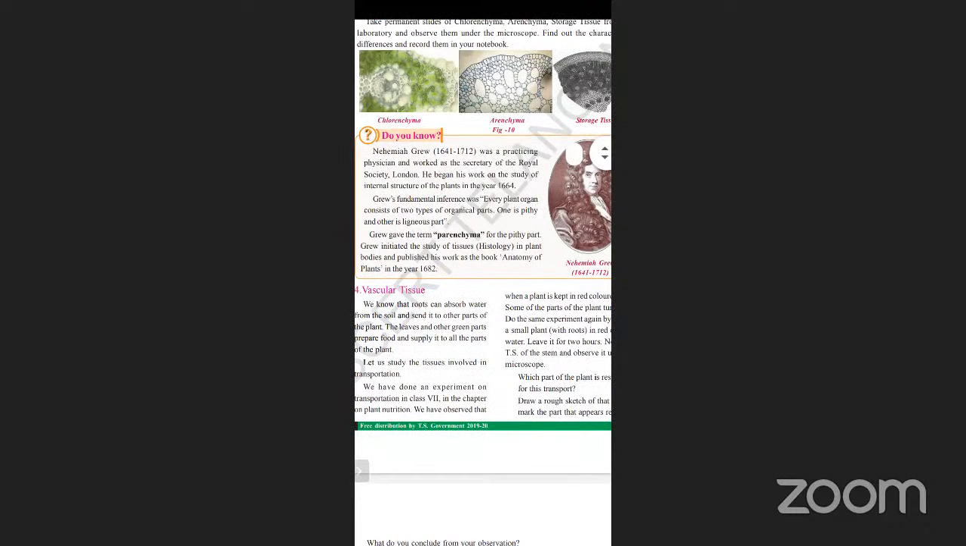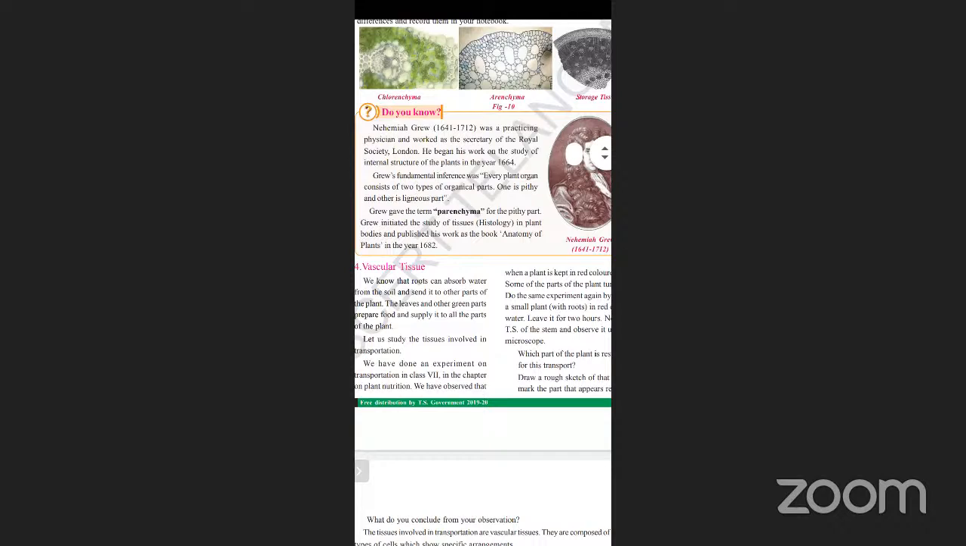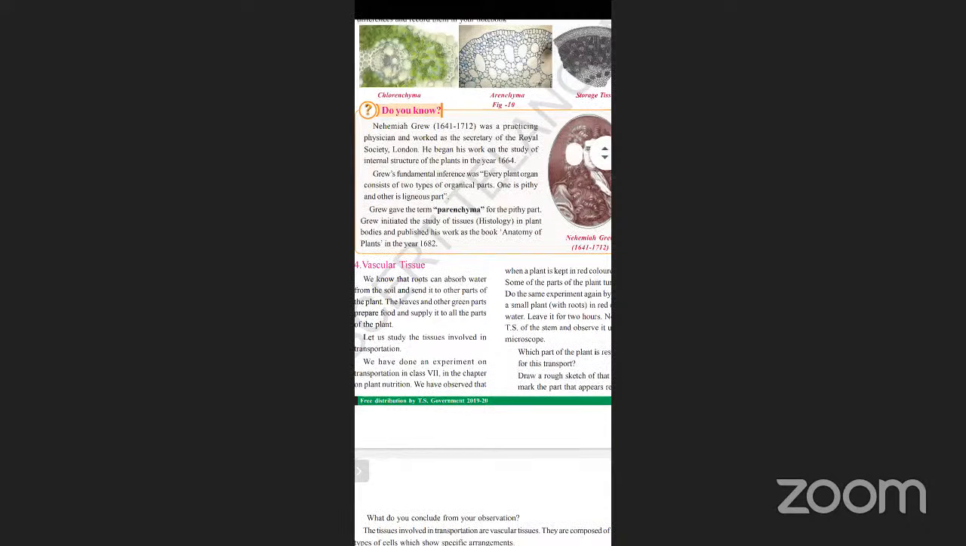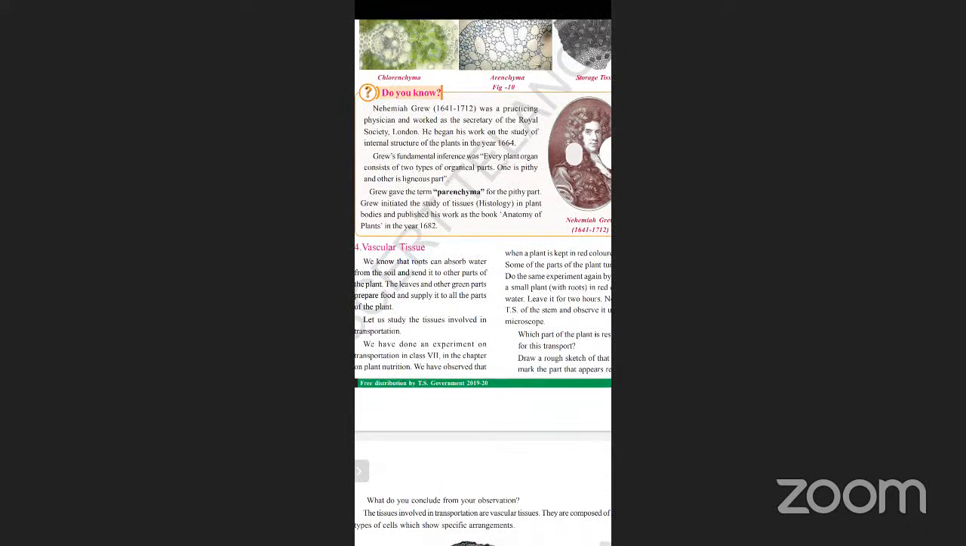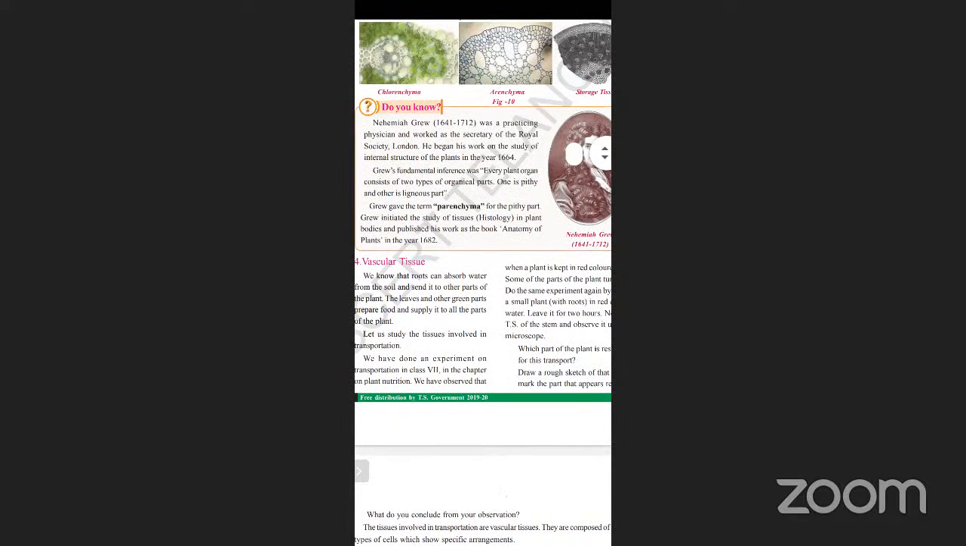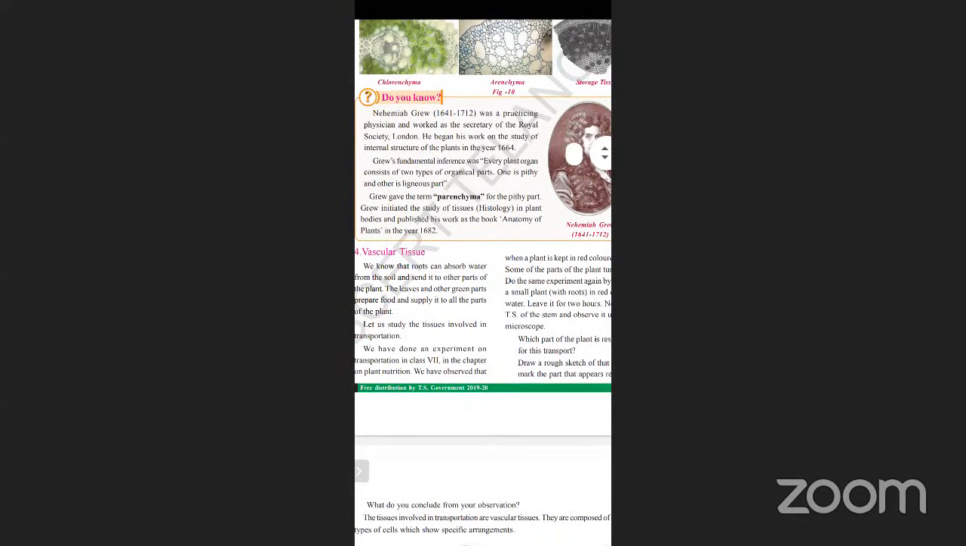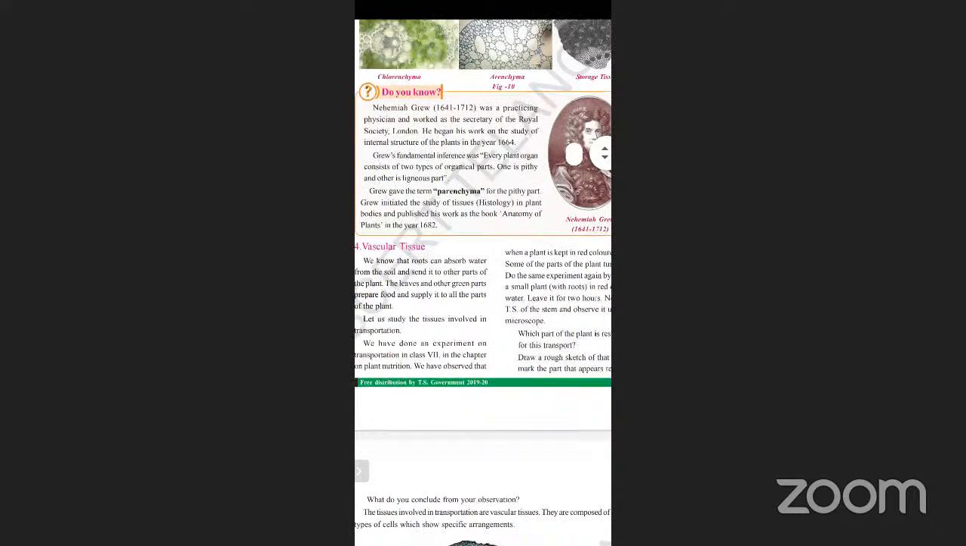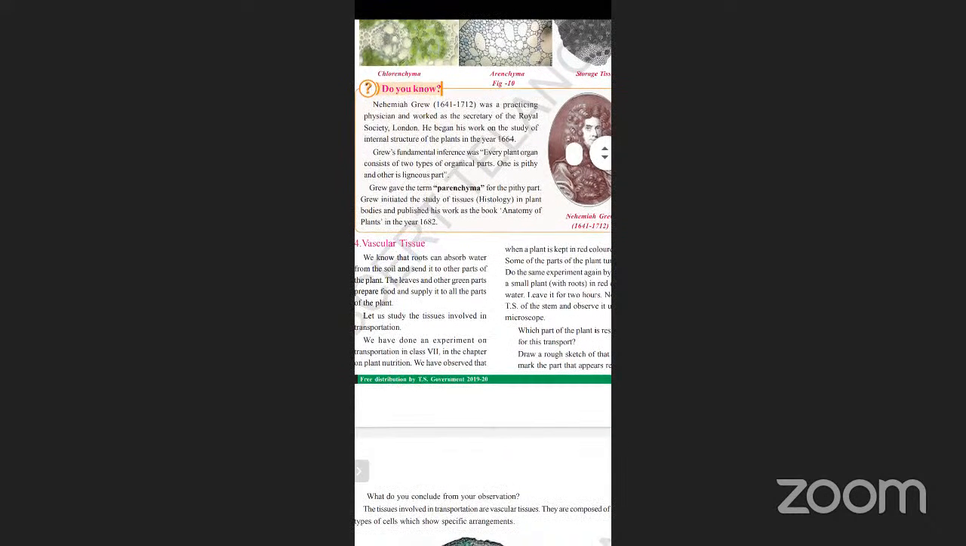He is a physician, and his work was on the study of the internal structure of the plant in the year 1604. The main fundamental inference was that every plant organ consists of two types of organic parts. What are they? One is the pithy part and the other is the ligneous part.